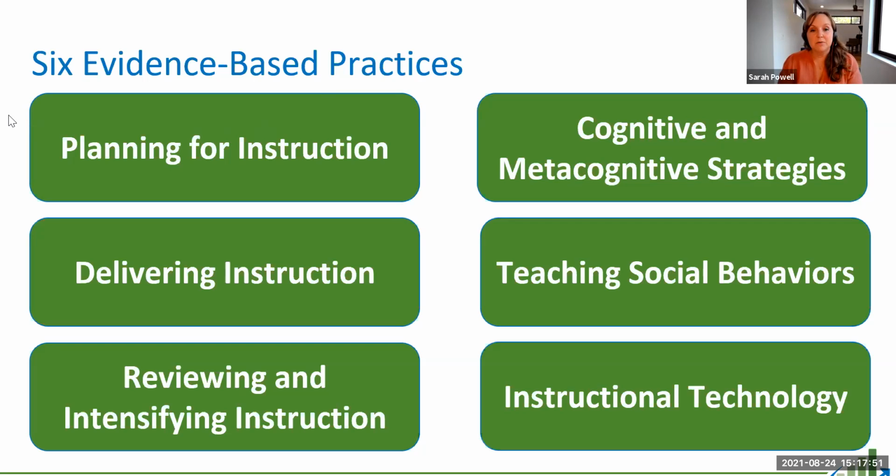The third is reviewing and intensifying instruction. And this is really essential because what we start off doing with a student with a disability may not always be enough for that student. And so it's really important to review and intensify based on data. And then fourth, we'll talk about using cognitive and metacognitive strategies to help students with academics or behavior. Fifth, we'll talk about teaching social behaviors. And sixth, we'll talk about using instructional technology.